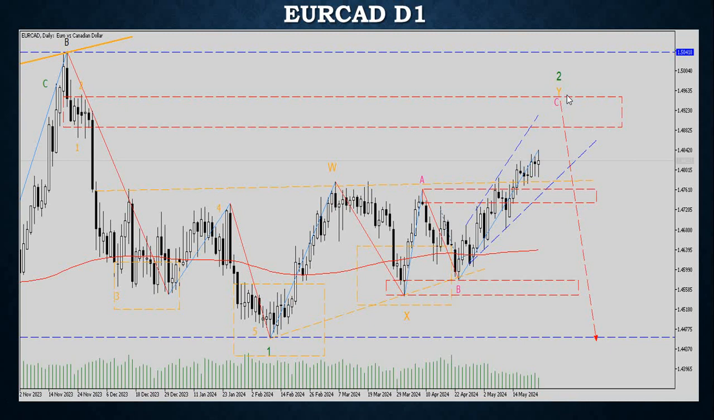So traders, that is simple. For now, let's just wait for the price to reach this area around 1.49635. Thereafter, we'll start to look for bearish confirmations. Thereafter, we can execute a sell position.